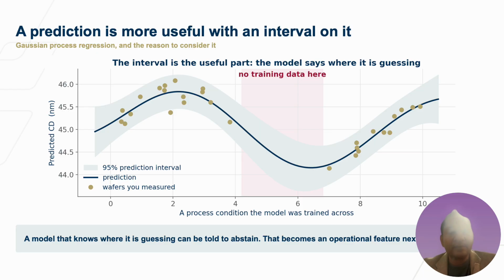Gaussian processes scale poorly, roughly the cube of the number of training points, which for 465 wafers is irrelevant, and for 100,000 it is fatal. There are approximations and you can get intervals from other methods too, with quantile regression and conformal prediction. A model that reports how sure it is can be trusted more carefully. That is worth something separate from being accurate.